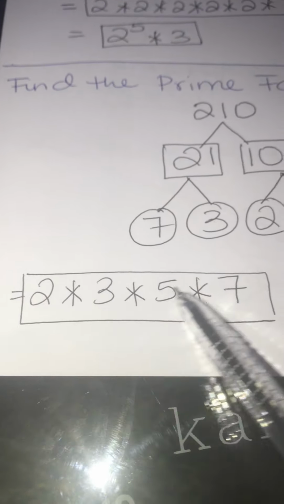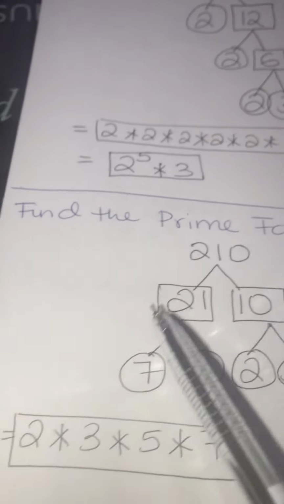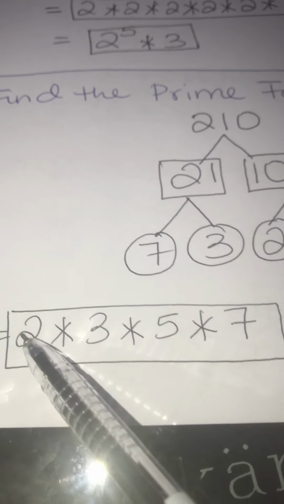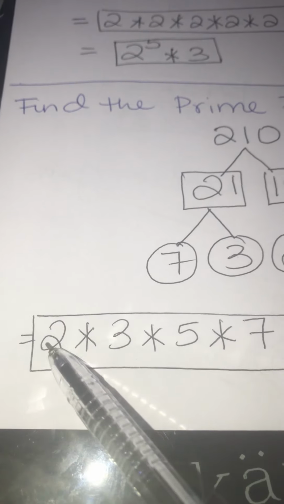When you're writing your answer, you must write your factors in order from least to greatest. I don't want to see 7, 5, 2, no. It has to be in order from least to greatest. Okay? So we've done that.